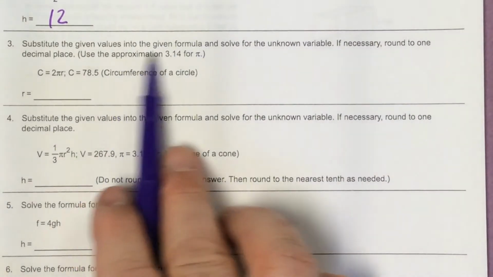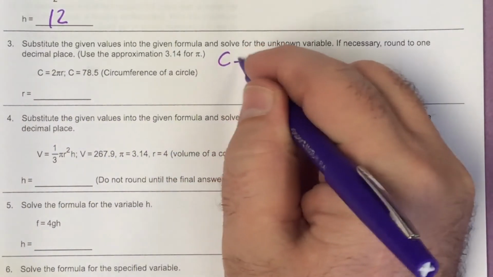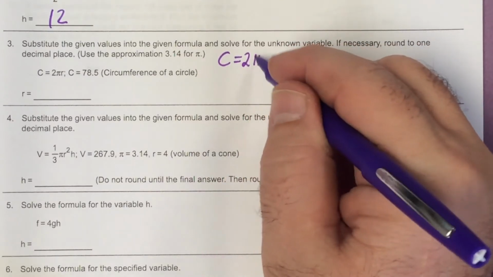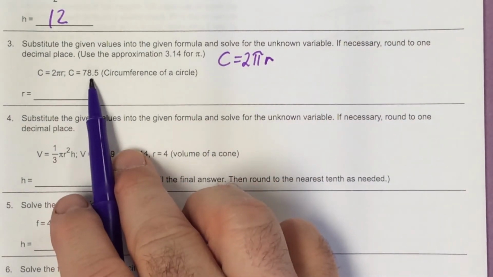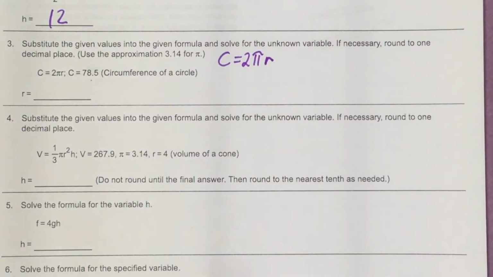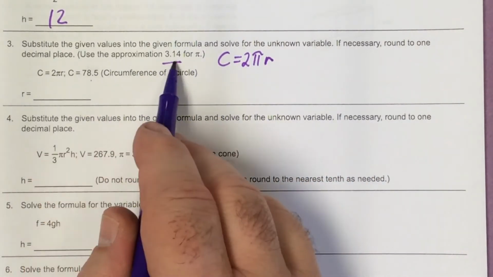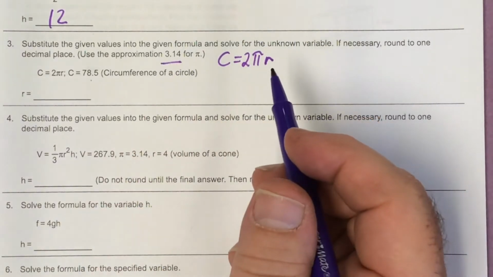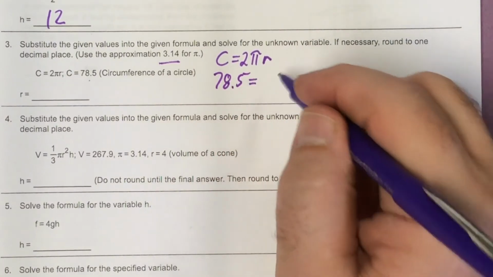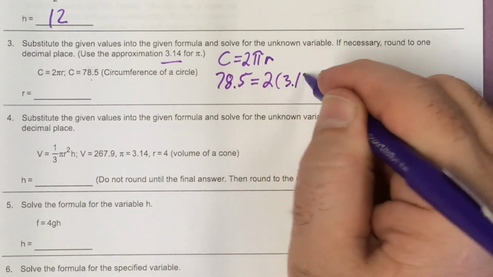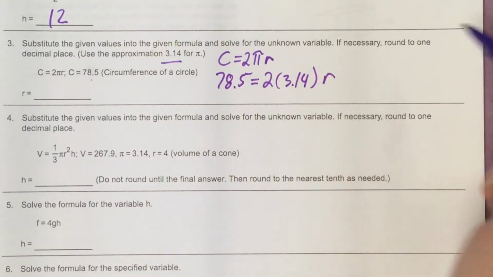Okay. So substitute the given values into the formula. This is the formula for the circumference of a circle, and the formula is c equals 2 pi r, and then it tells us that c is equal to 78.5. The other thing they give you in the problem is 3.14, to use as an approximation for pi. It's not an exact value, it's an approximation. So we put in 78.5, we put in 2, we replace pi with 3.14, and this is going to be just r, so we have to find what the radius is.